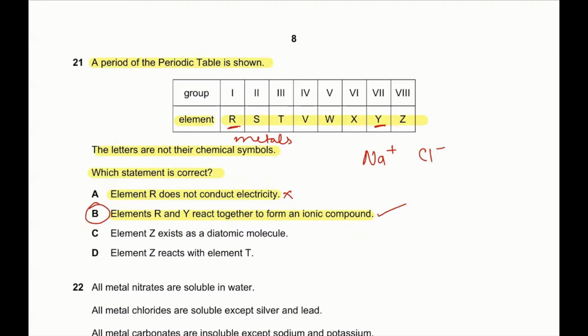Guys, let's see why the other two statements are wrong. Element Z exists as a diatomic molecule. Guys, element Z is a monoatomic gas. It is a noble gas, so definitely it is monoatomic. That is a wrong statement. Element Z reacts with element T. Again, it's a noble gas. It doesn't react.